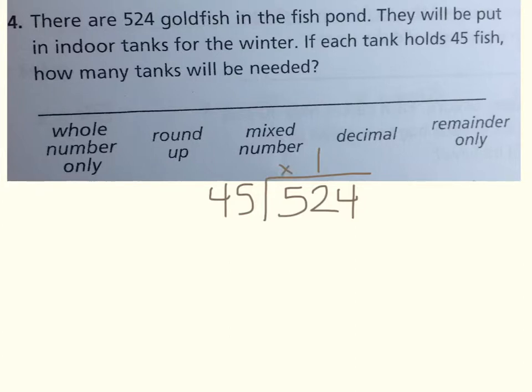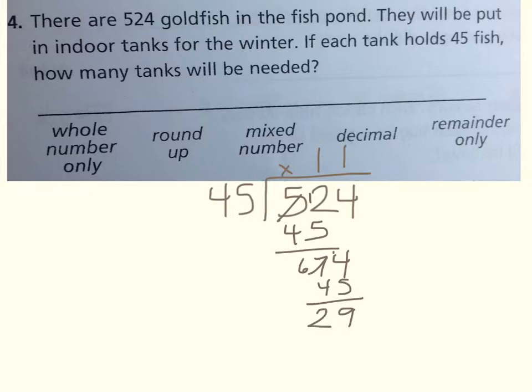And when we divide out, we know 45 goes into 52 just one time. I don't even need to round. 2 45s is 90, so I know that's going to be too high. So I'm going to use 1 again. And I'm left with 29. So my answer is 11 remainder 29.